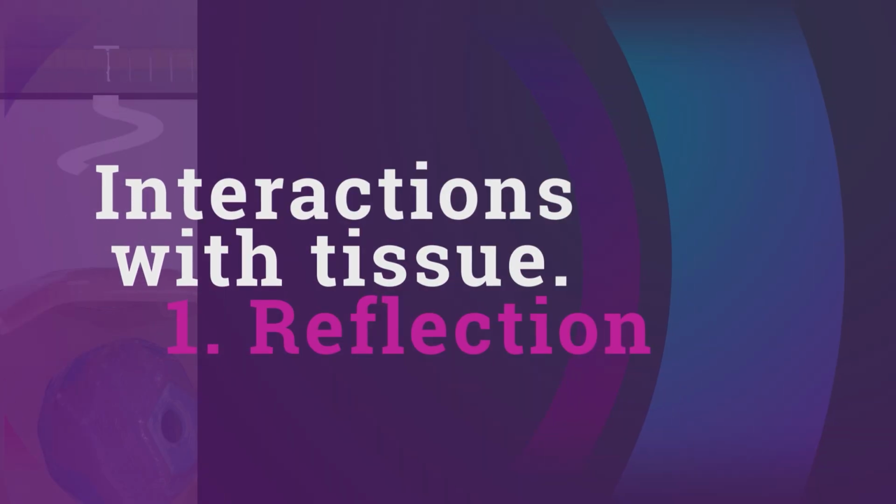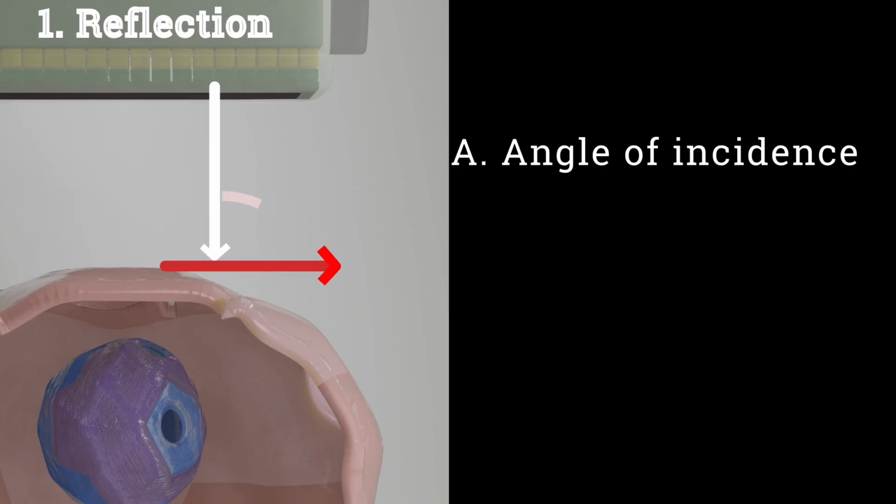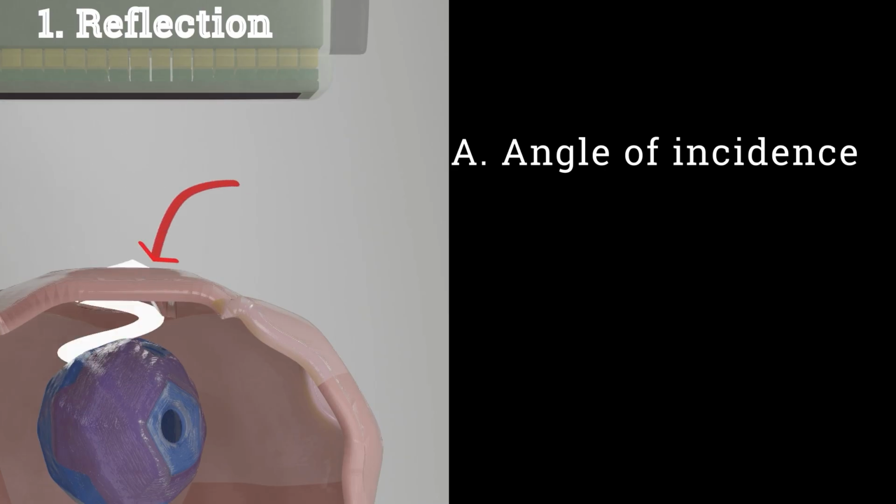Reflection. Reflection occurs when the ultrasound wave is reflected back towards the transducer. The major factors affecting the amount of reflection are the following. Angle of incidence. This is the angle of the ultrasound beam and the tissue plane. Tissue boundaries that are perpendicular to the ultrasound wave's path act as excellent reflectors, and if the reflector is smooth and the wave strikes at 90 degrees, then the reflection is strong and it's called specular.